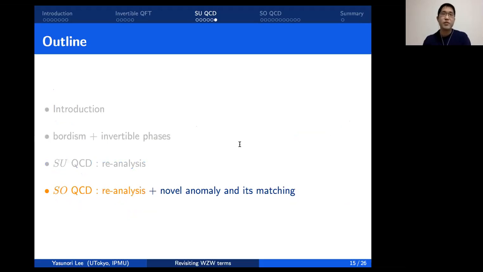A similar analysis can be carried out in SO QCD. So let's see.